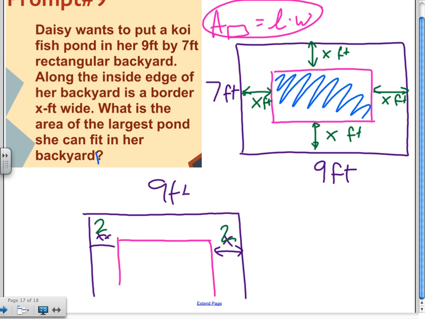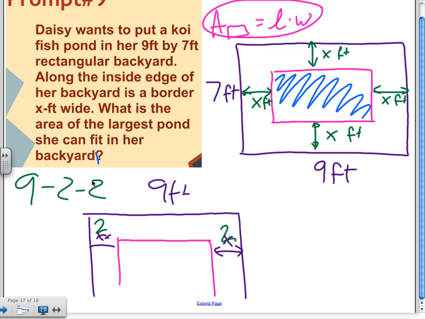Okay, think. Here's the backyard. I'm going to build a sidewalk on both sides of the pond. The sidewalk is 2 foot wide. Then what is the length of the pond? 5 feet. How do you get that? 5 plus 4 was 9. There you go. So in other words, don't you take 9, take away 2, take away 2? 9, take away 2, take away 2 is 5.